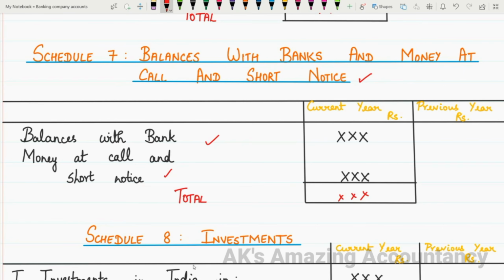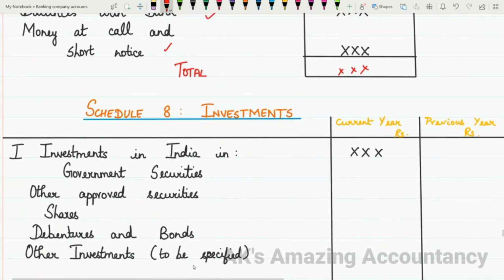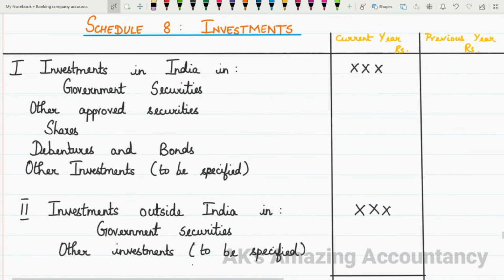Then we have the next schedule, that is schedule 8. Schedule 8 is for what? Schedule 8 is for investments. Under schedule 8 investments, we have two categories. One is investments in India. The other one is investments outside India. So see here, we have investments in India, and then we have investments outside India.